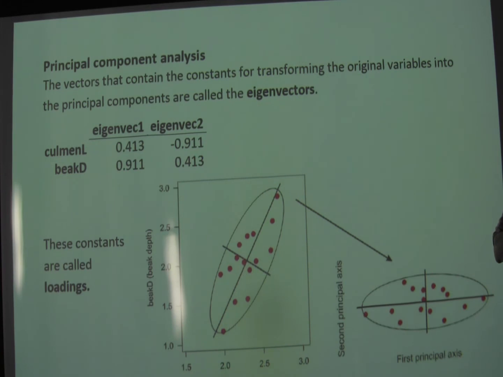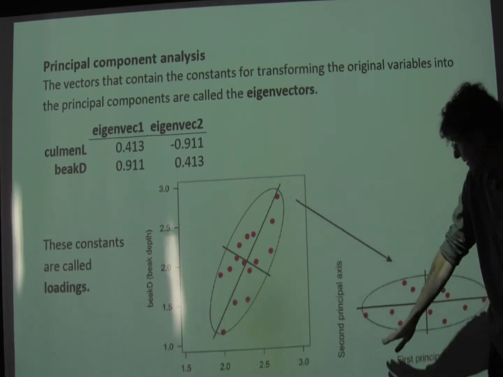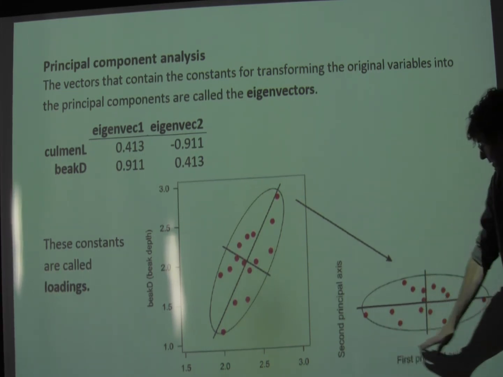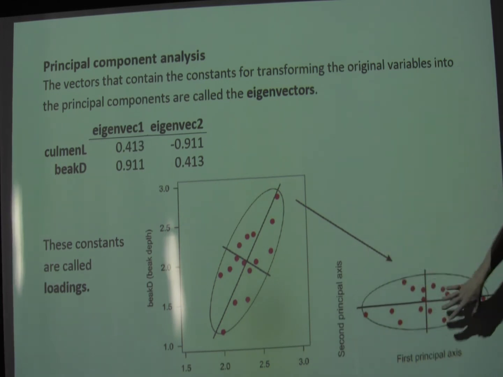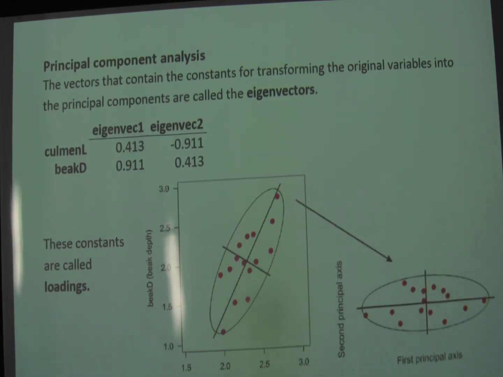And so eigenvector 1 is showing that first figure, and eigenvector 2 is showing that. And then the second one is shown. Okay.